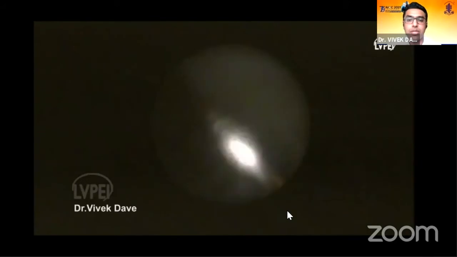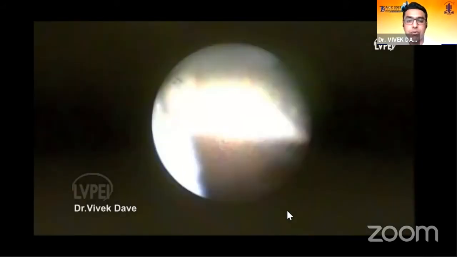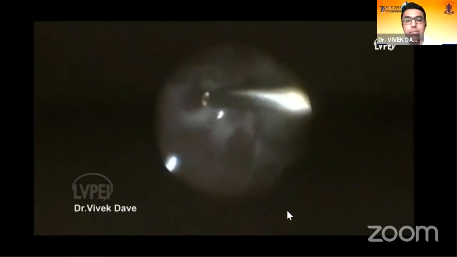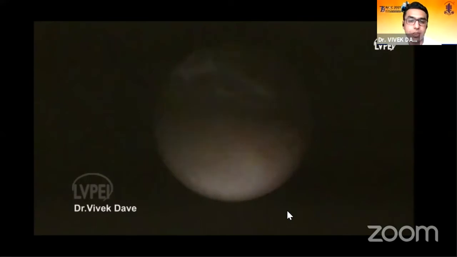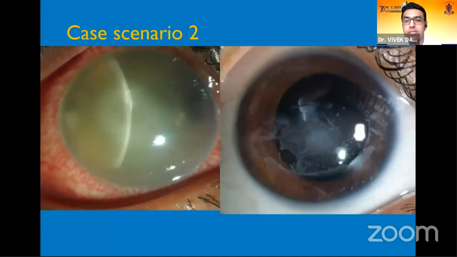We were able to reach the posterior pole. And when we reached the posterior pole, similar to the case that we just saw, we saw that the posterior segment looked viable. So here, the patient underwent a fluid exchange and a silicone oil injection in view of the gram-negative etiology. This is what we were to begin with, and this is what we ended with.